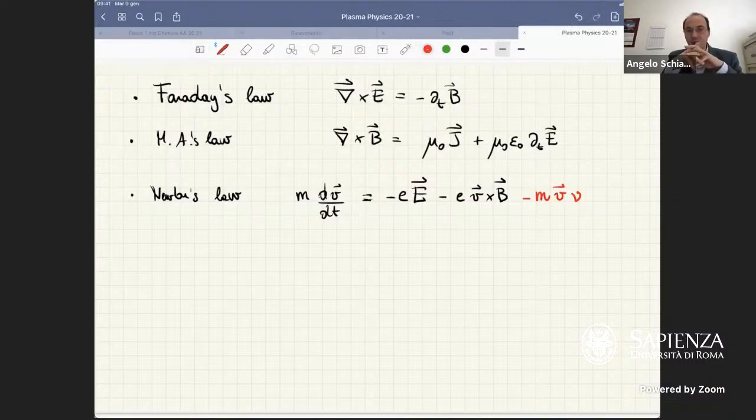And obviously, these three equations are combined together by the definition of the current J. So the current density J is linked to the velocity of the electrons and their own density. Okay, let's take a break and see you back in almost 10 minutes time at 10.